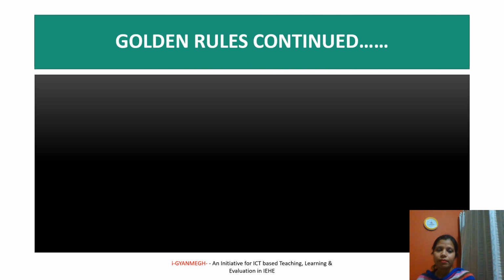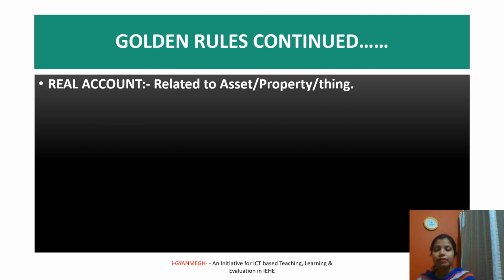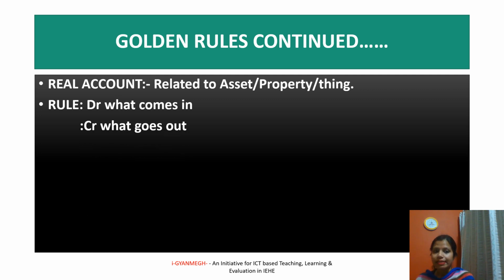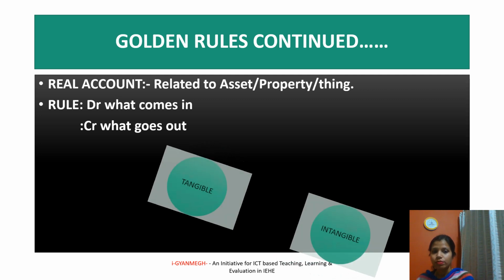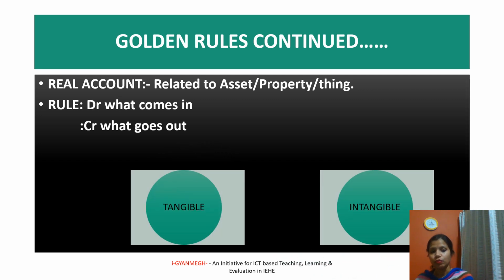Now next comes the real account. Real account is related to asset, property or a thing. The rule is debit what comes in, credit what goes out. Mainly real accounts are of two types, that is tangible and intangible. What is the meaning of tangible? Tangible means which we can see and touch. For example, building, furniture. Then what is intangible? Intangible means which we can't see and touch. For example, goodwill, patent, copyright, etc.